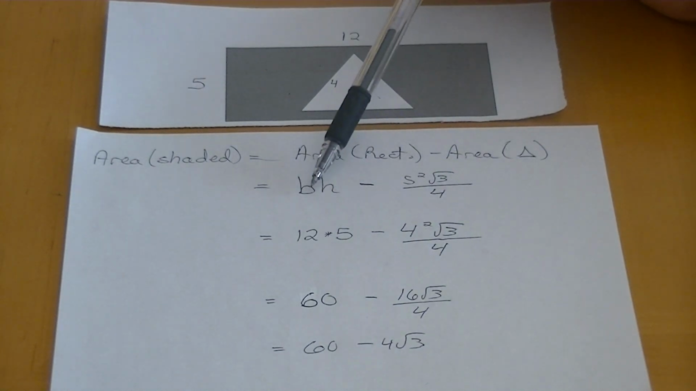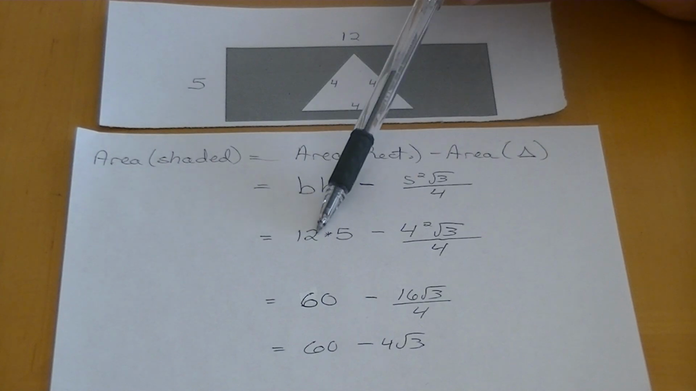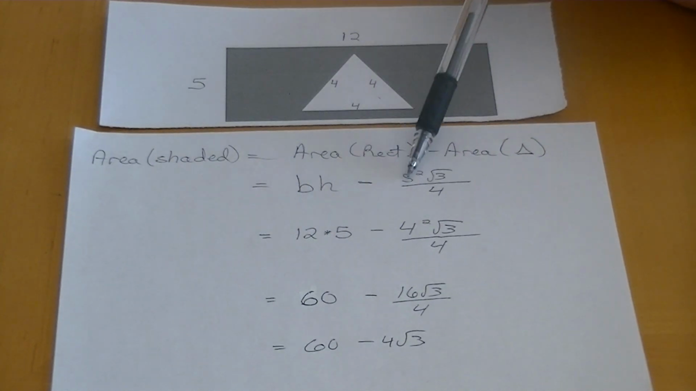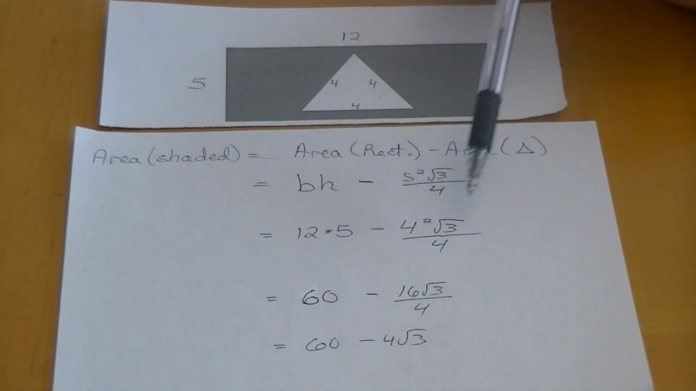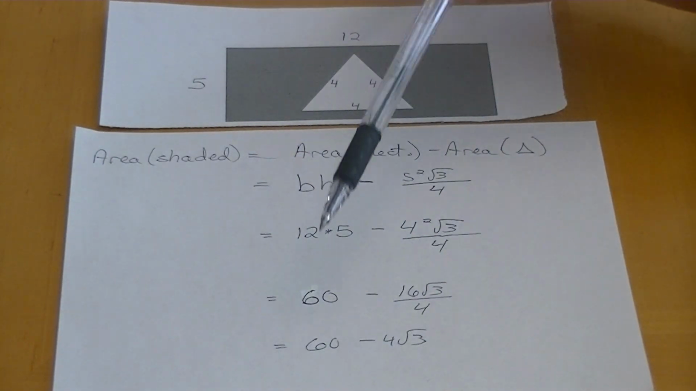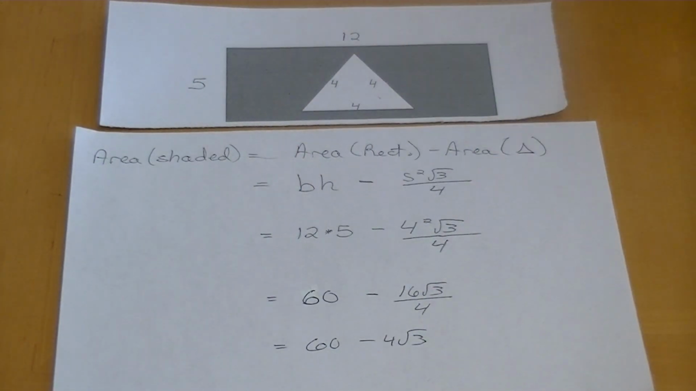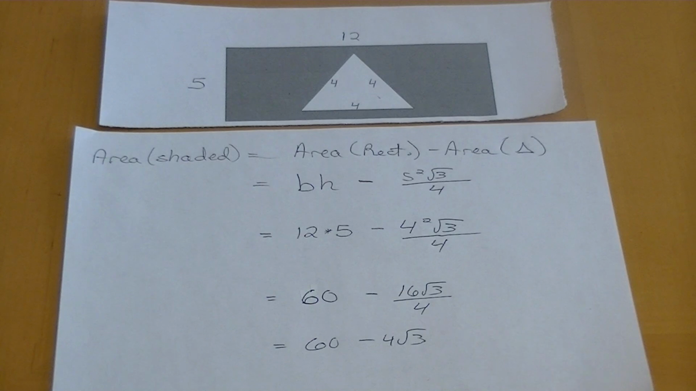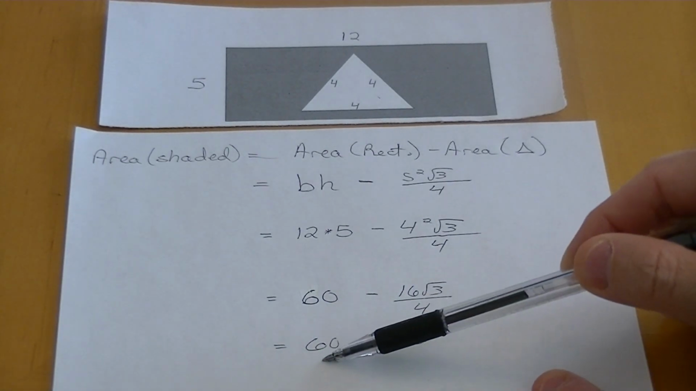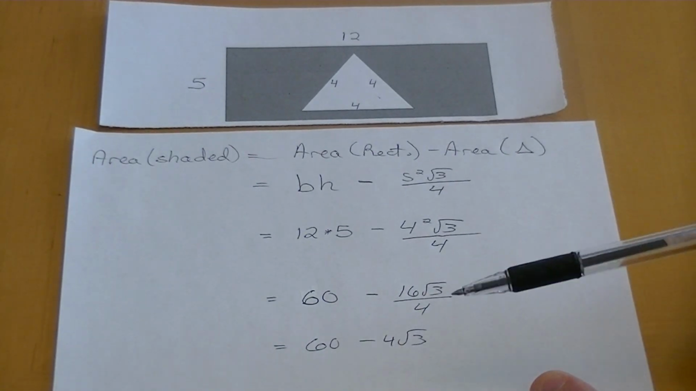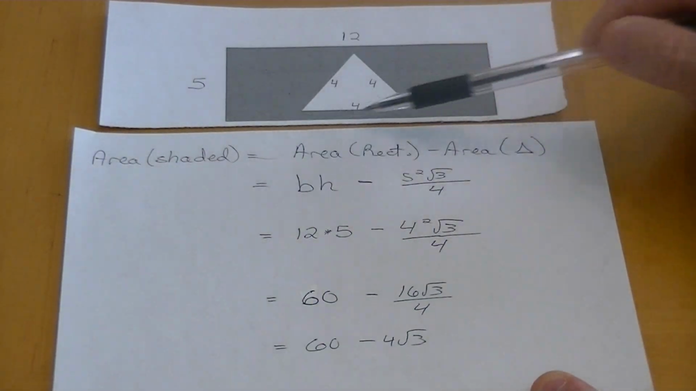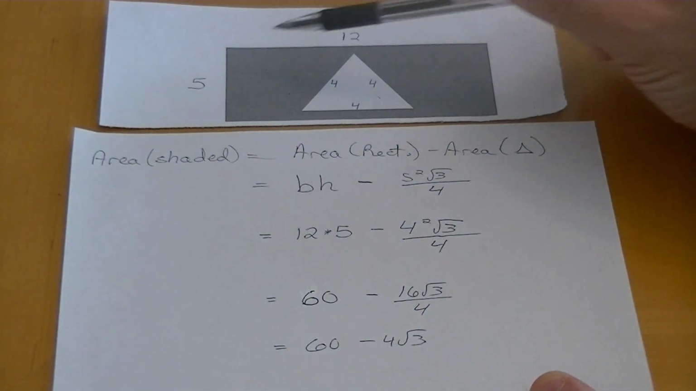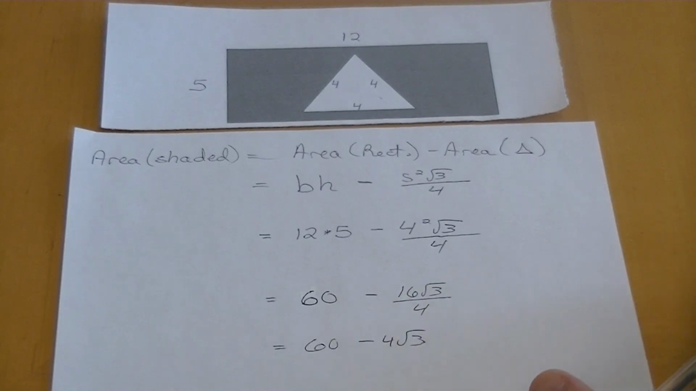And then show me what values you're substituting. The base of the rectangle is 12, the height is 5, the side of the triangle is 4. So I simplified, and it comes out to be 60 minus 4 root 3. That's the area that is shaded. In order to get the probability that is shaded, all we have to do is divide this answer by the area of the whole figure, which in this case is the rectangle, 60.